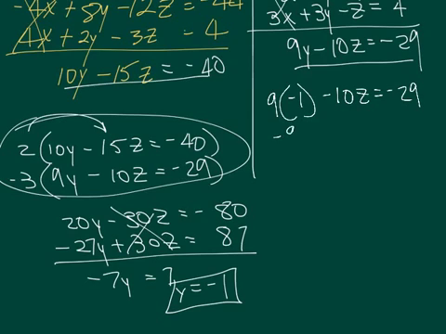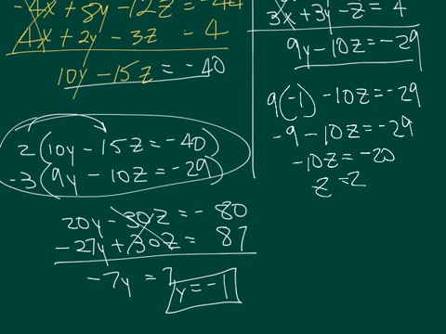So negative 9 minus 10z equals negative 29. Negative 10z equals negative 20. So z equals the number 2. So that was quick and easy to find my z value. Okay, so now I've got my z is 2 and my y is negative 1.